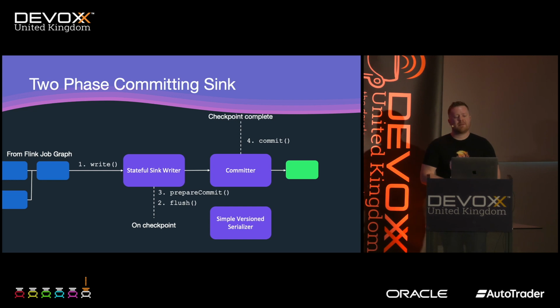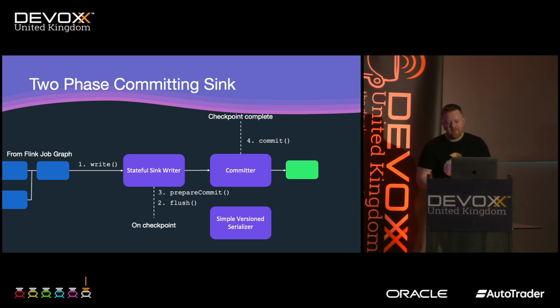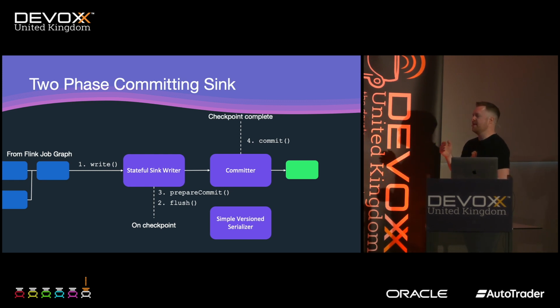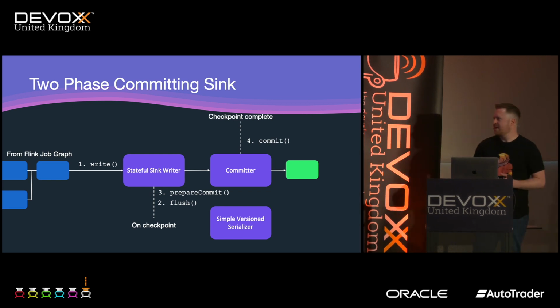And then the more complex one is a 2-phase commit. So Flink supports exactly once processing semantics. And if you want end-to-end exactly once processing, which means you want exactly once delivery to your sink, then you need to implement a 2-phase commit sink.